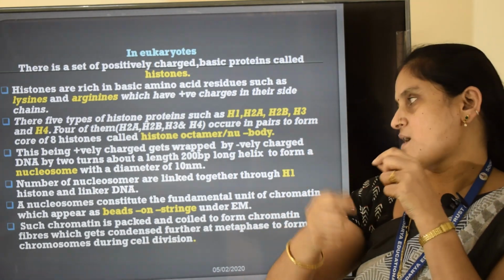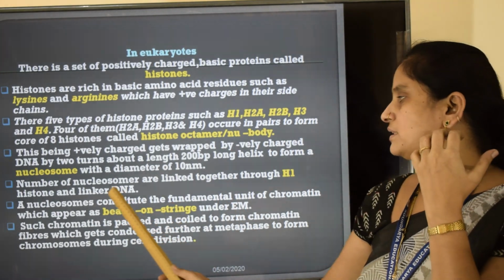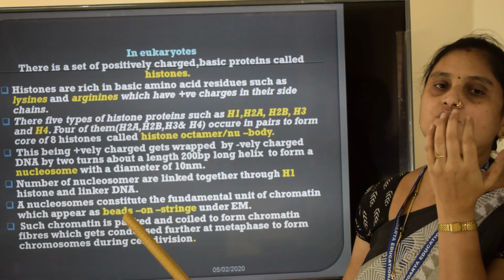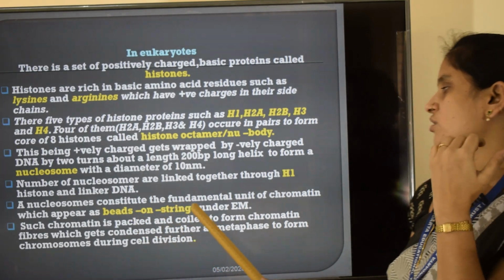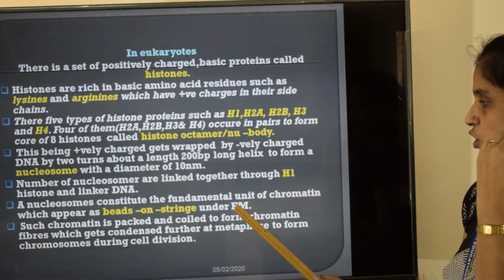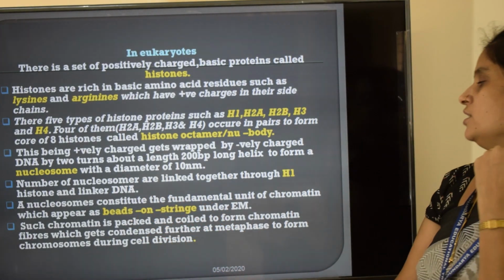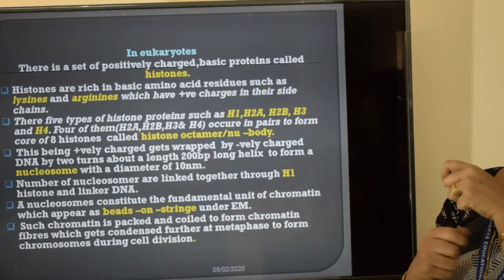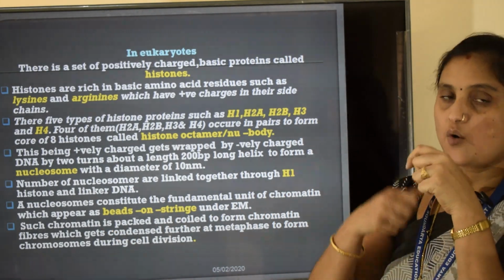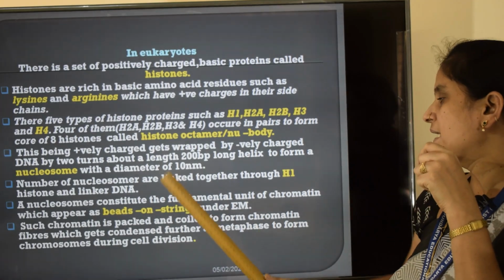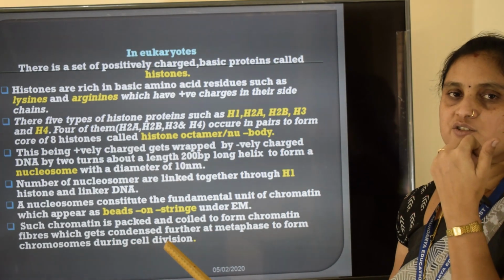H1 histone is involved only in holding the histone octamer with the wrapped DNA around it. Now a number of nucleosomes are found linked together with the help of linker DNA, and such a nucleosome structure under an electron microscope gives an appearance of beads on string. So nucleosomes appear as beads on string. Such chromatin gets packed once again and recoiled to form chromatin fibers, which further coil and condense to form a highly condensed rod shaped structure called chromosomes during the metaphase of cell division.